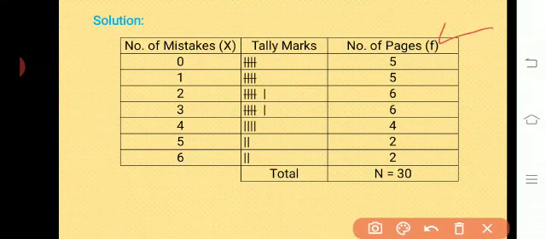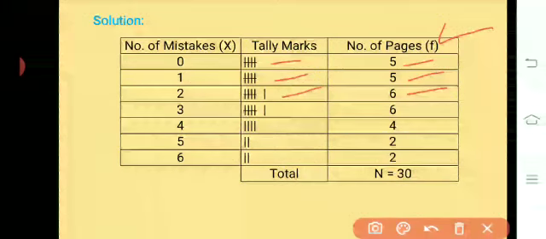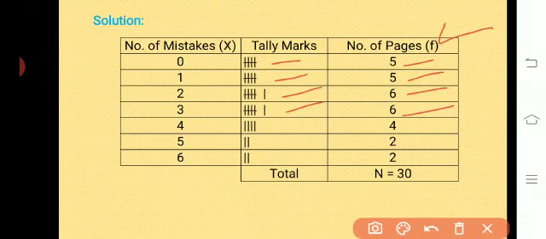as a frequency. Here if you count the number of tallies in front of 0, you will get 5 tallies, so the frequency is 5. Then the number of tallies in front of 1, you will get 5. In front of 2 there are 6 tallies, so frequency is 6. In front of 3 there are 6 tallies, so frequency is 6. Similarly, in front of 4 there are 4 tallies, so frequency is 4. For 5 there are 2 observations, so frequency is 2, and for 6 there are 2 observations, so the frequency is 2.